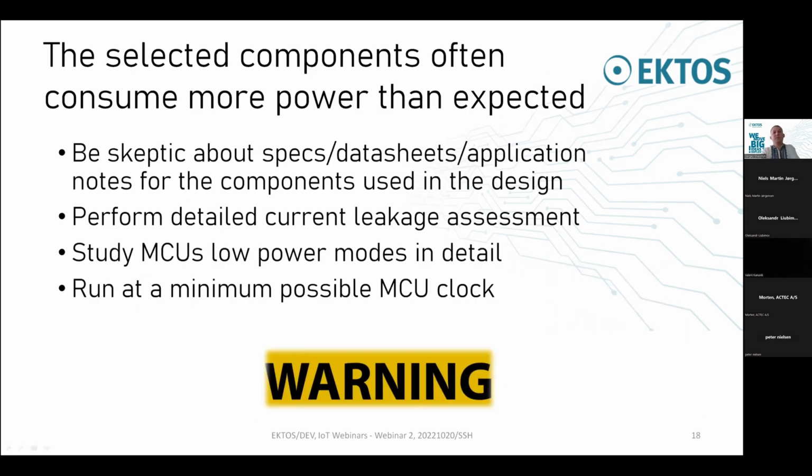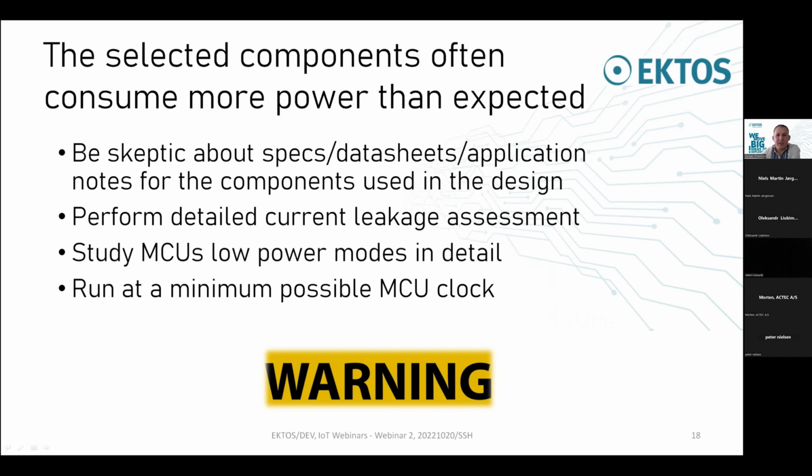Then, the selected components often consume more power than expected. We shall be skeptical here about the specifications, data sheets and application notes for the hardware components used in the design, because they usually show the absolute minimum consumption, and it's sometimes hardly reachable. This is like when you go and buy an electric car: the datasheet says it will run 400 kilometers, but you get 350 in fact, and even more, in the winter time you get only 300 kilometers, but the specification still says 400 kilometers. So it's more or less the same.